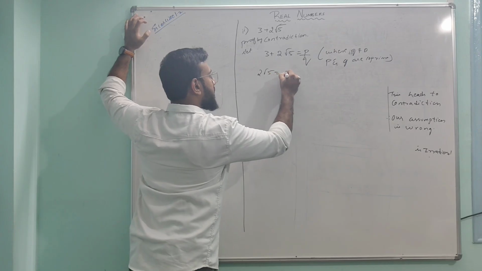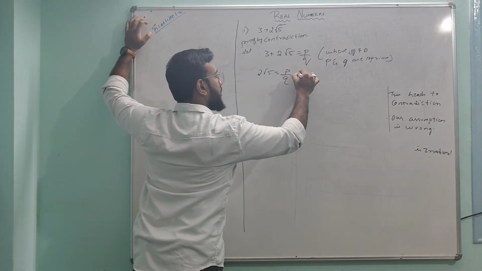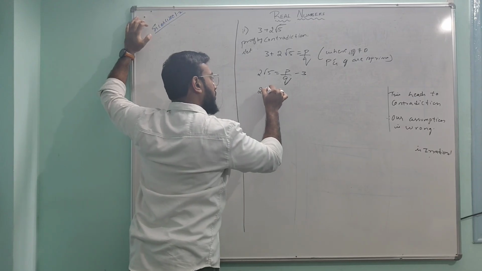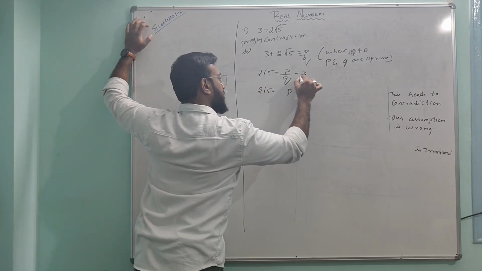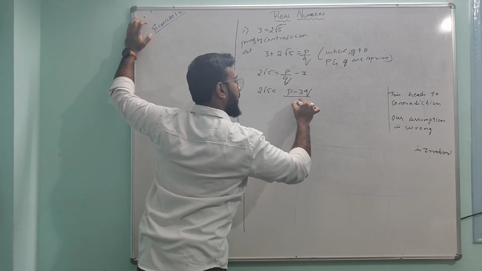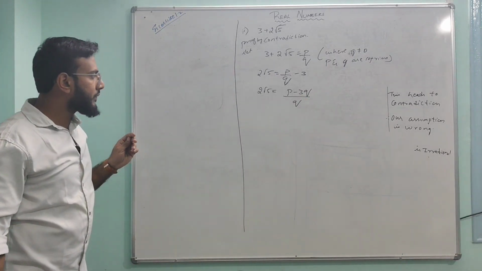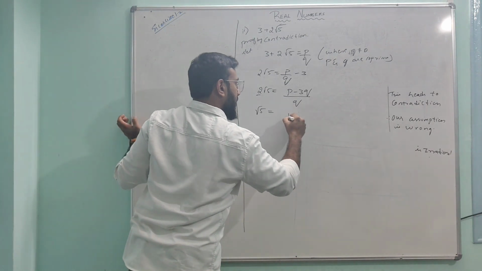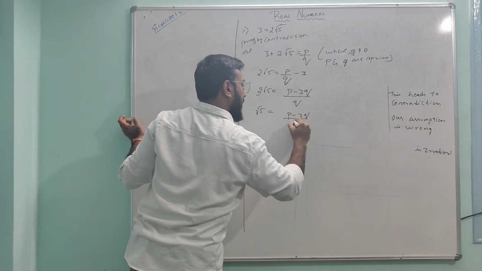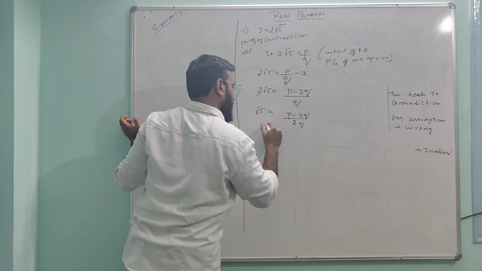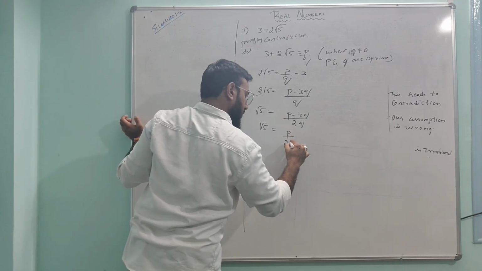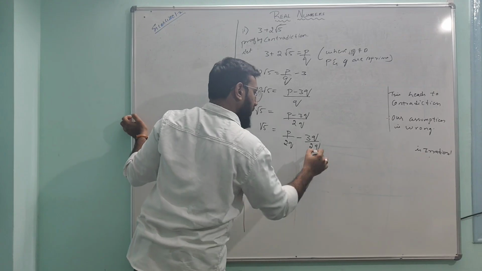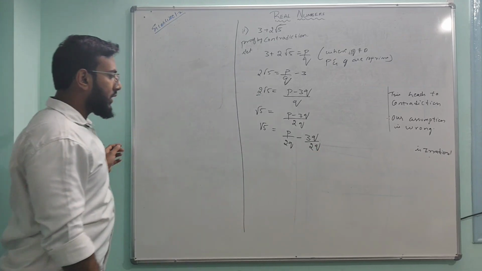2 root 5 is equal to p by q minus 3. This 3 will go to this side, minus 3q upon q. 2 root 5 is equal to p minus 3q upon q. Multiplication goes to division: root 5 is equal to p minus 3q upon 2q. Separating this, root 5 is equal to p by 2q minus 3q by 2q.